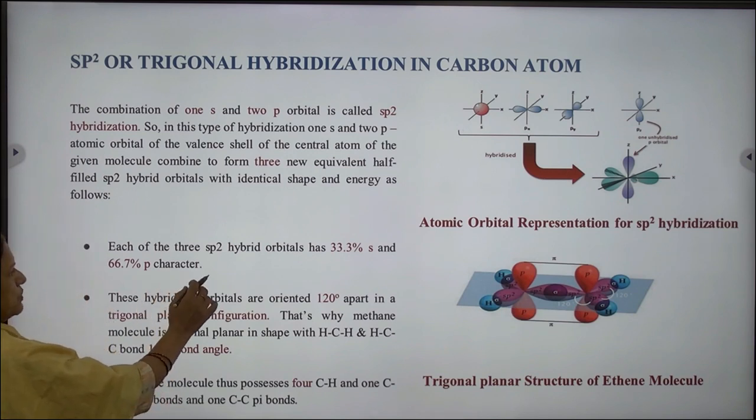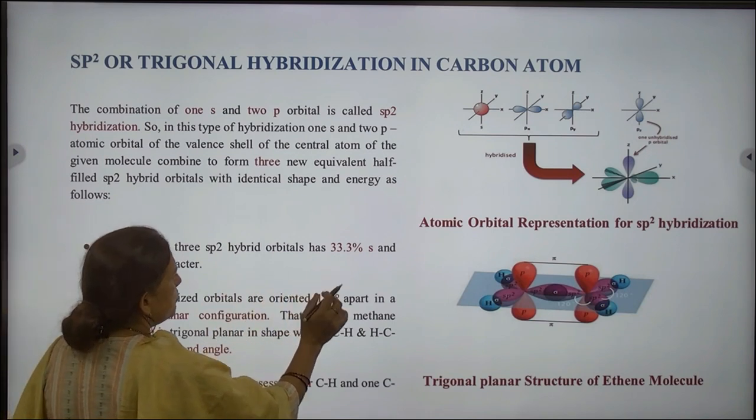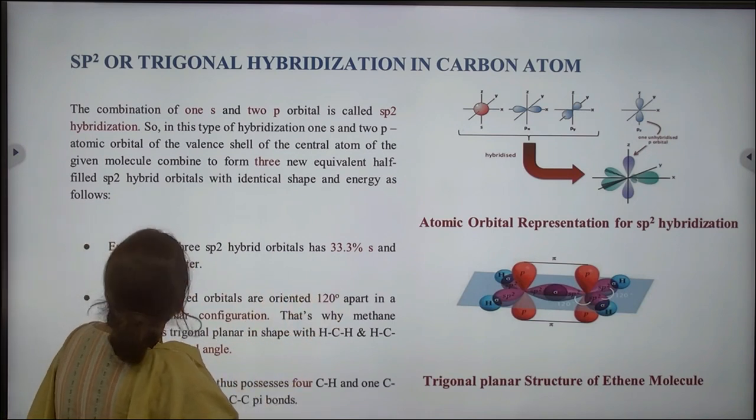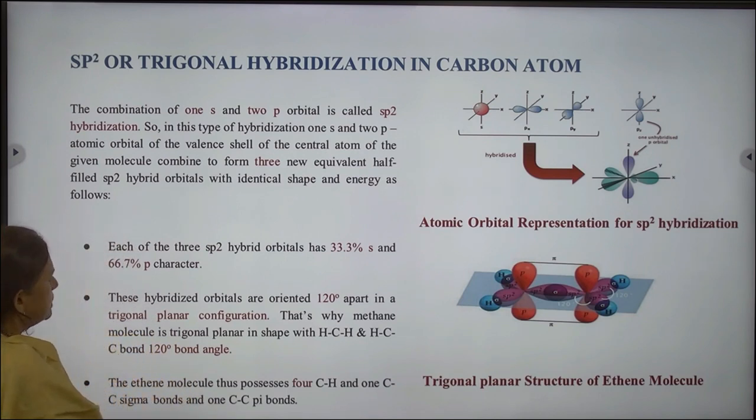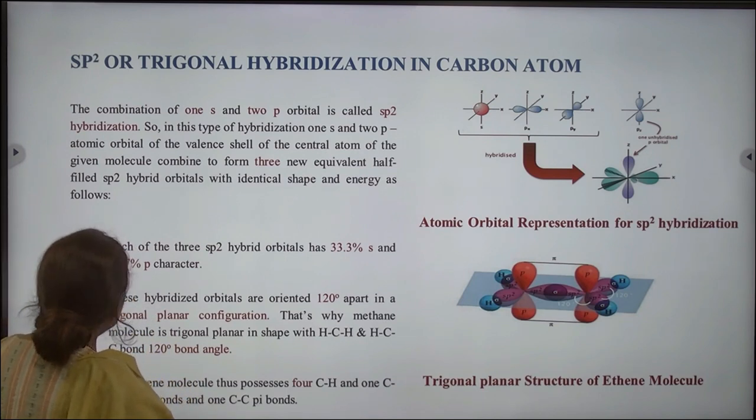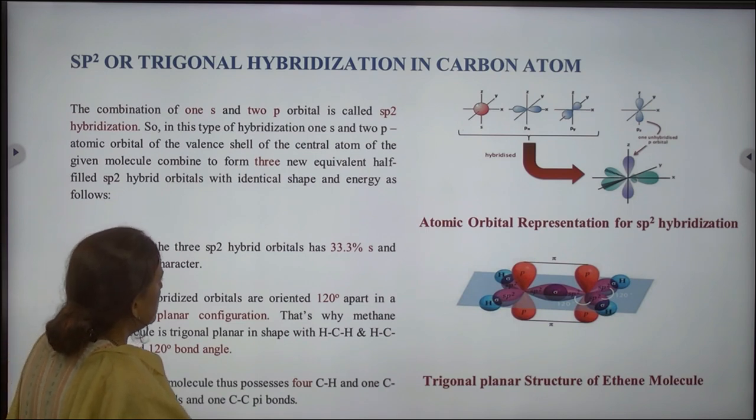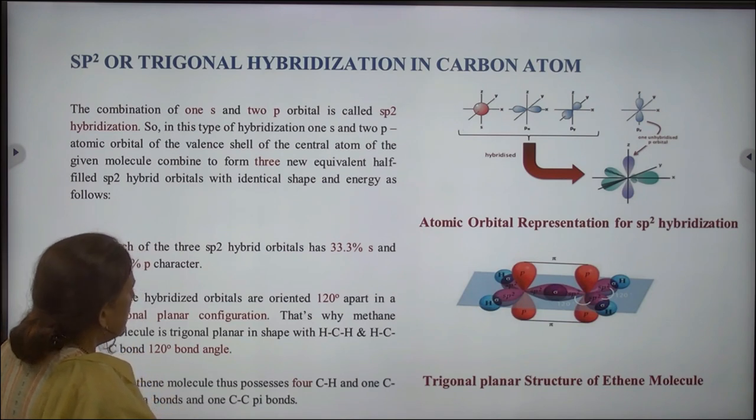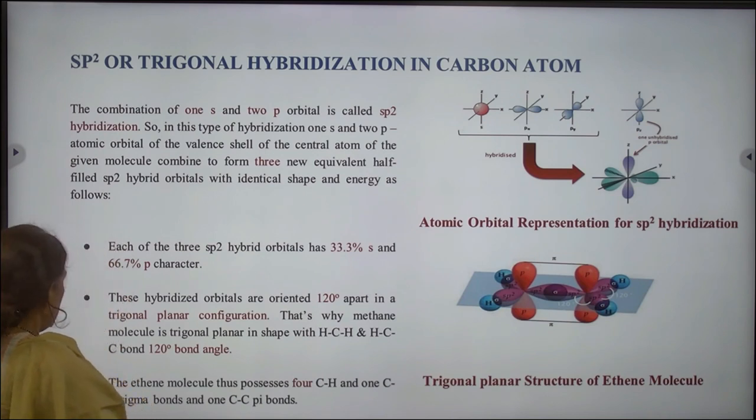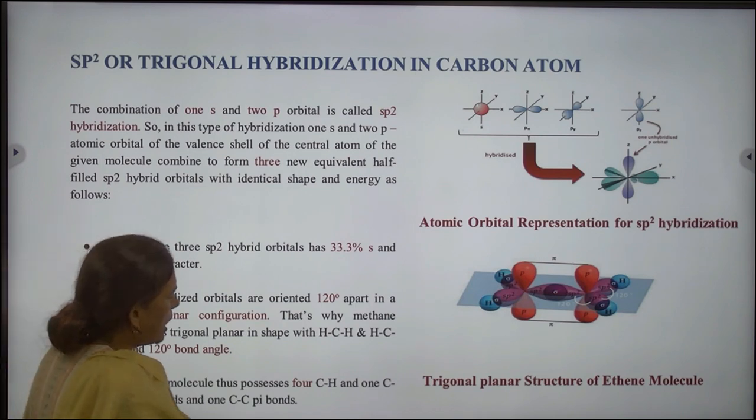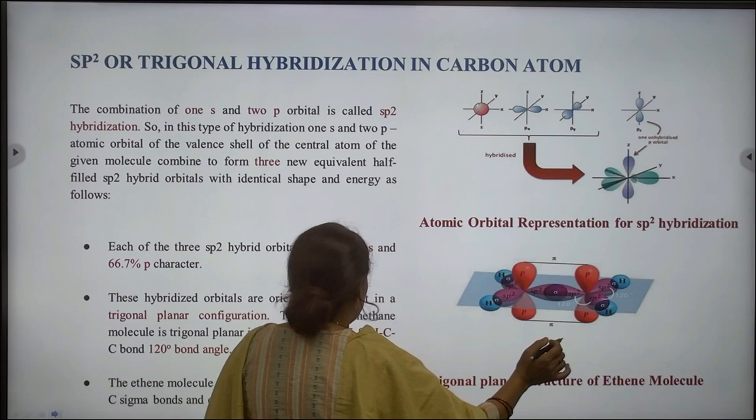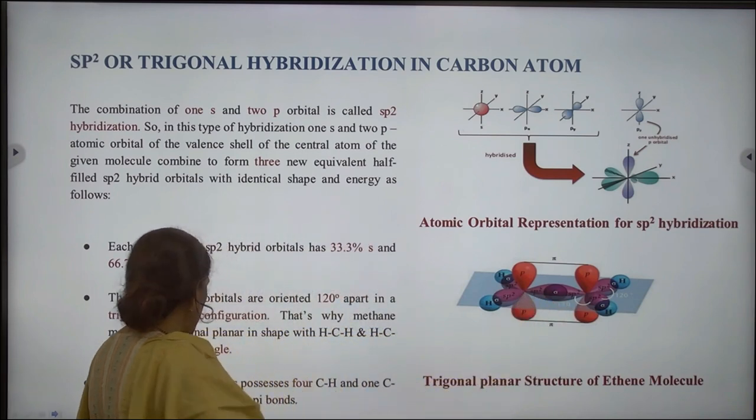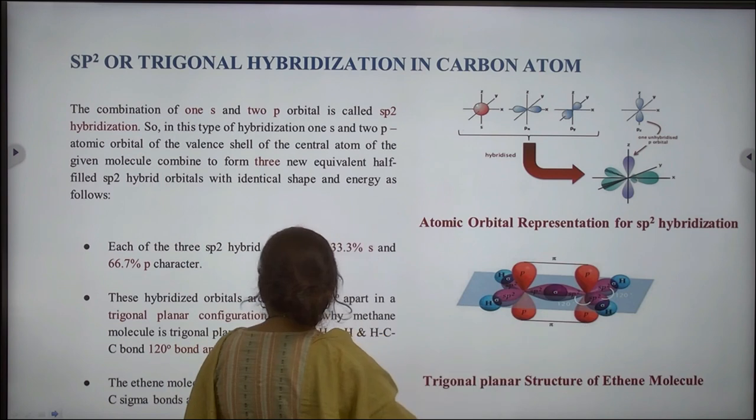Each of the three sp2 hybrid orbitals has 33.3% s character and 66.7% p character. These hybridized orbitals are oriented 120 degrees apart in a trigonal planar configuration. That's why ethene molecule is trigonal planar in shape with bond angle 120 degrees. The ethene molecule thus possesses four carbon-hydrogen and one carbon-carbon sigma bond and one carbon-carbon pi bond.